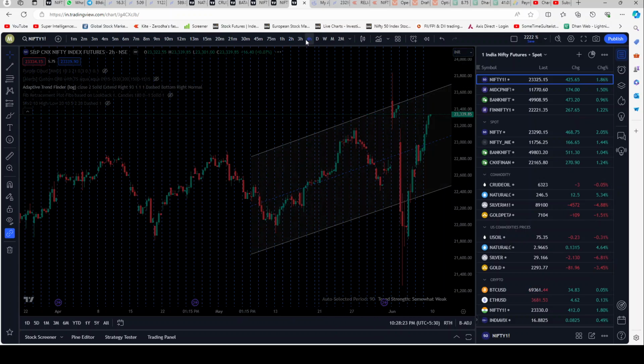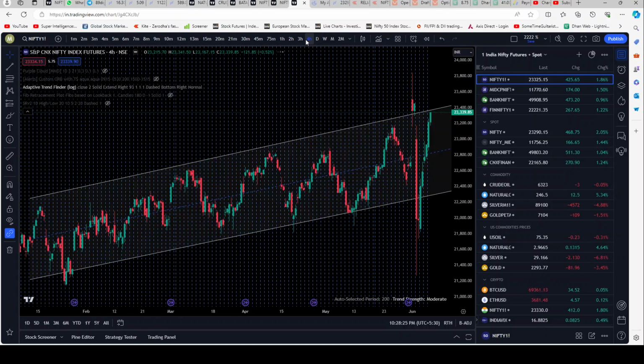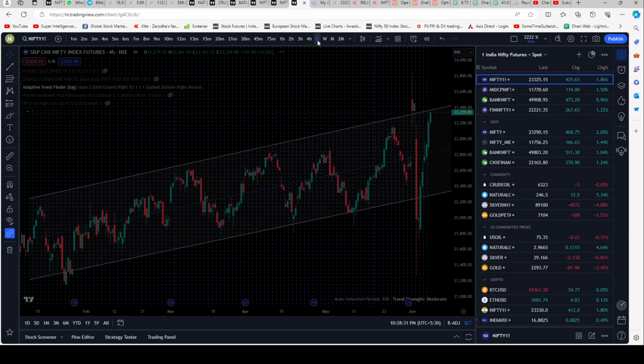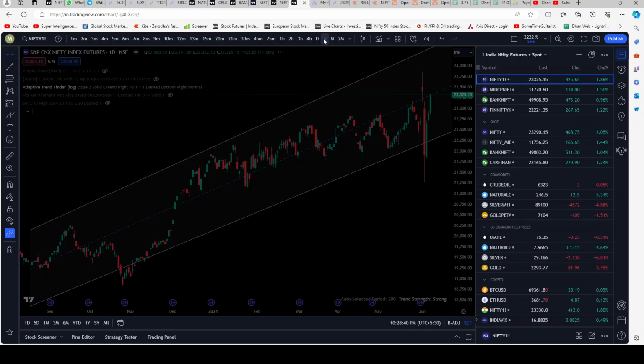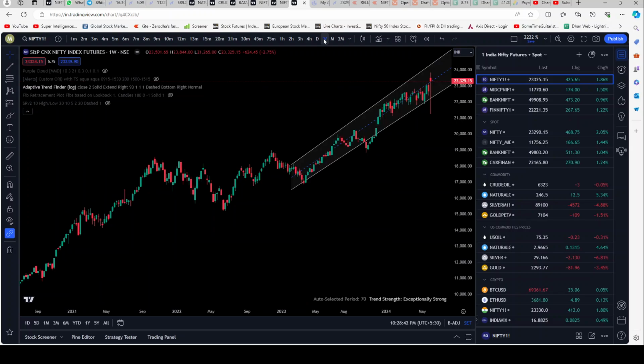All right. 4 hours, again it shows that in a 4-hour window also it's oscillating, but it's in an uptrend. On the daily frame also it's an uptrend. All right, it's oscillating, but it's in an uptrend. On the weekly trend also it's in an uptrend.